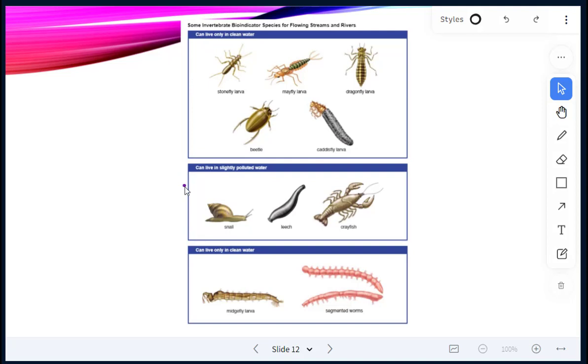These ones can live in slightly polluted water, snail, the leech, the crayfish, okay, but you wouldn't find these ones living here because they can only live in clean water. And then these ones are some more here that can live only in clean water as well, midgefly larva and segmented worms. Okay, so we'll pause here.